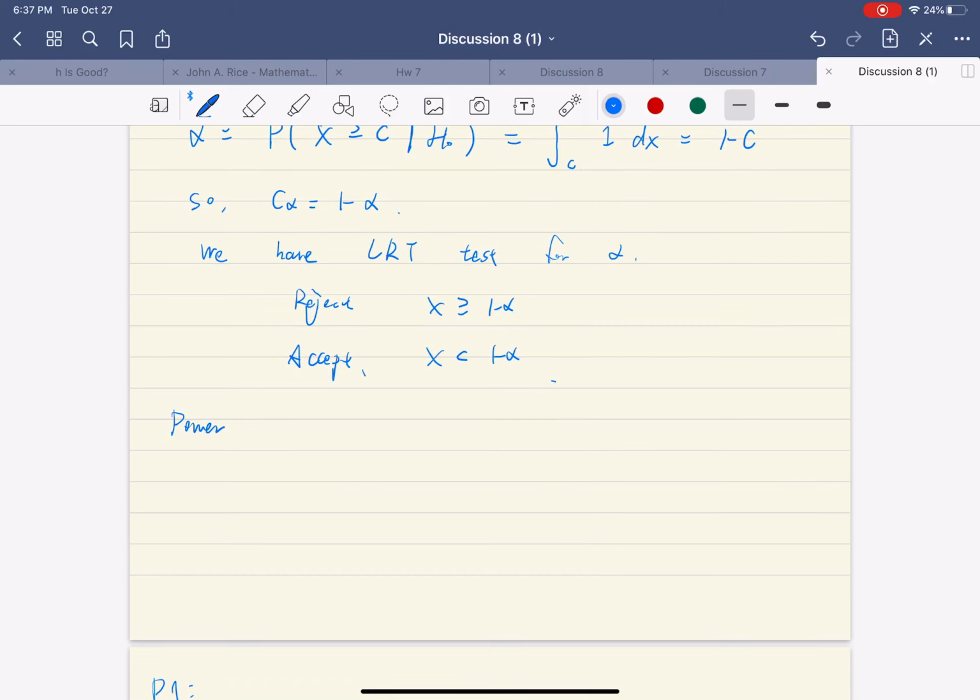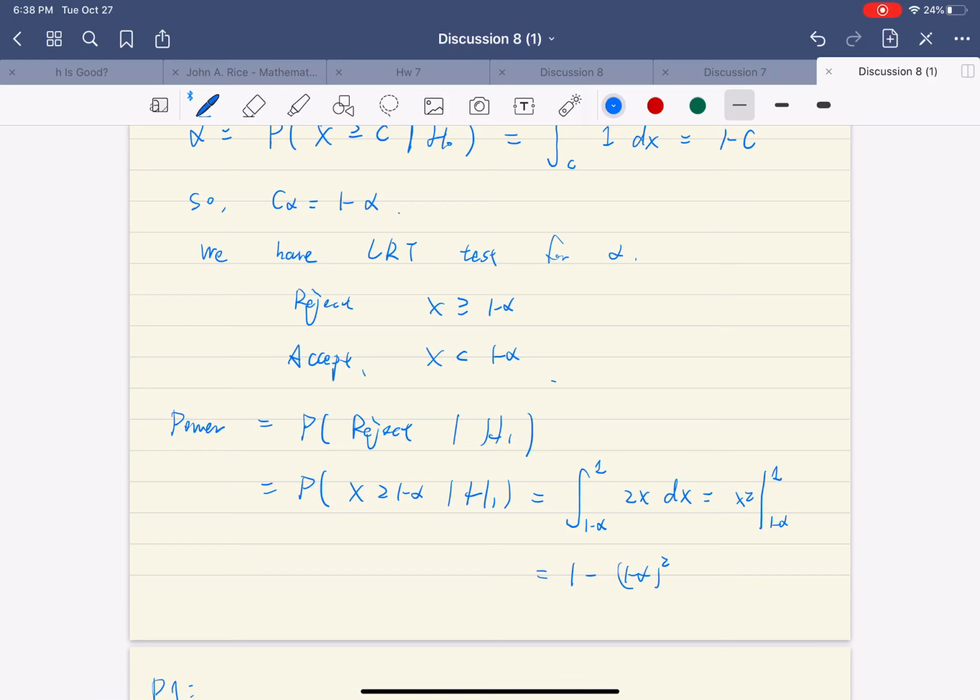Then we have to find the power. The power is equal to the probability of reject under the alternative. So this is equal to the indicator function, maybe I do one more step. It's x greater than 1 minus alpha under the alternative, which is equal to the integral from 1 minus alpha to 1 under the density, which is 2x dx. So it's equal to x squared from 1 minus alpha to 1. It's 1 minus (1 minus alpha) squared.